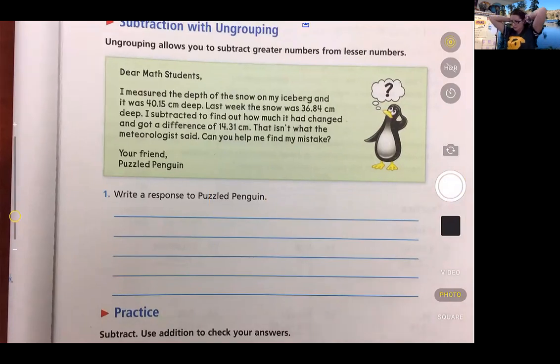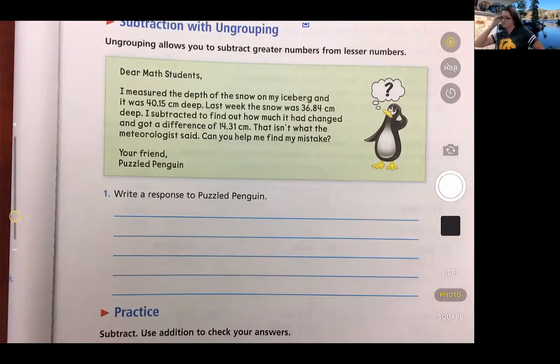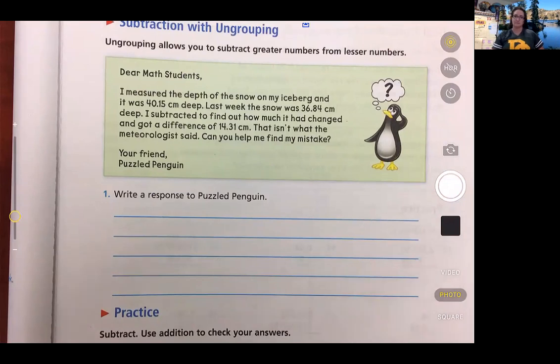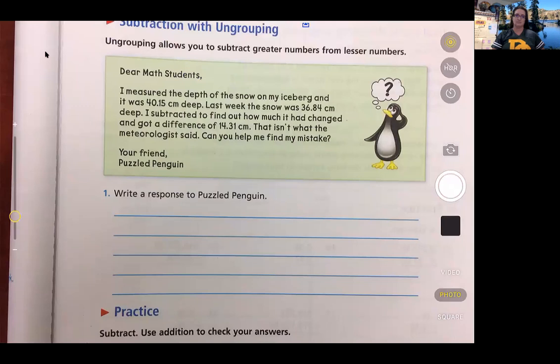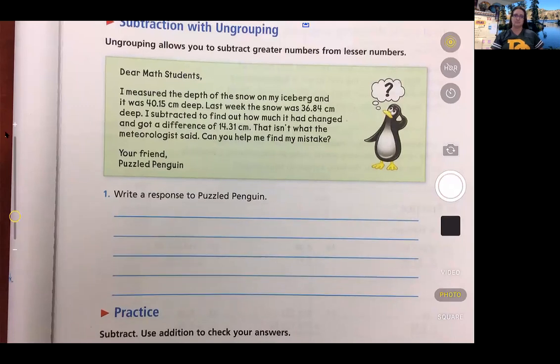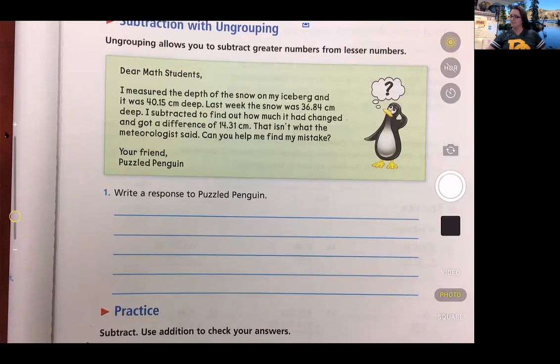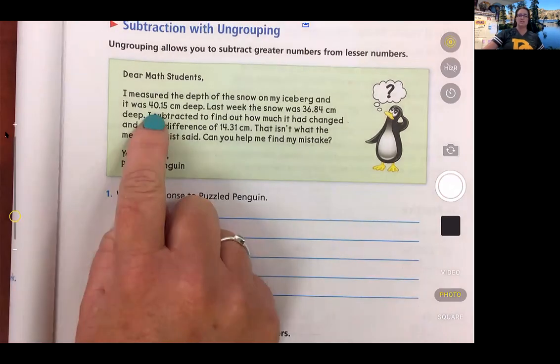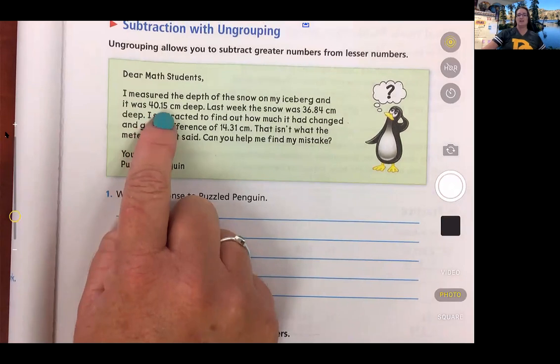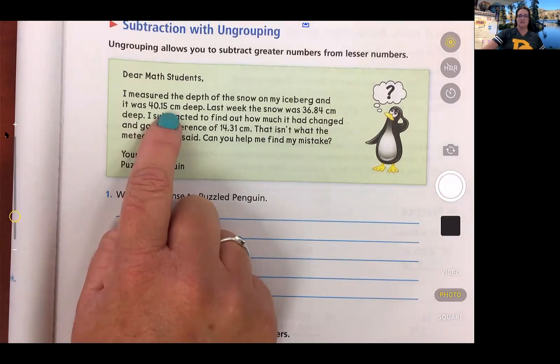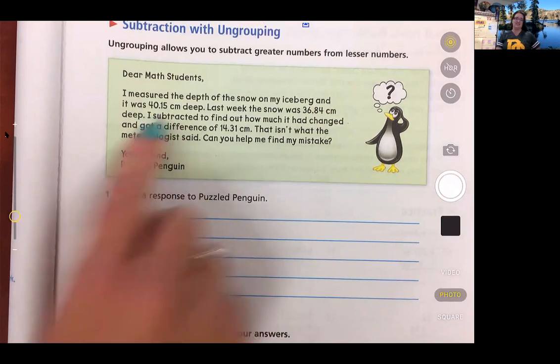I measured the depth of the snow on my iceberg, and it was 40.15 centimeters deep. Let's think about how we say it. 40, what's that word that we use for a decimal? 40 and 15 what? What place is that 5 in? Hundredths. Yep, 40 and 15 hundredths, good.